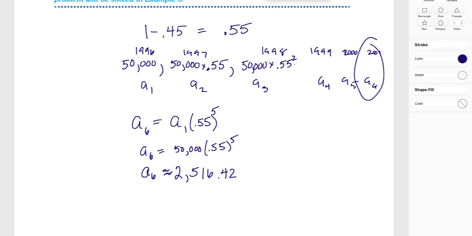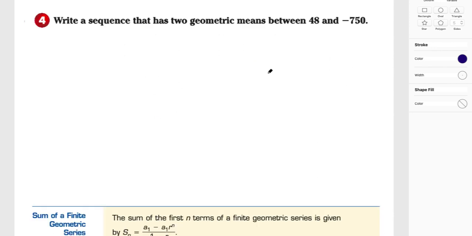Okay, let's look at another example. So here we're going to write a sequence that has two geometric means between 48 and negative 750. If we wrote that out, we write it like this, 2 blanks here and negative 750. We know that this would be A sub 1. We're looking for A sub 2 and A sub 3. And this is A sub 4. What's the relationship between all of this? What do we know? We would love to find the common ratio.